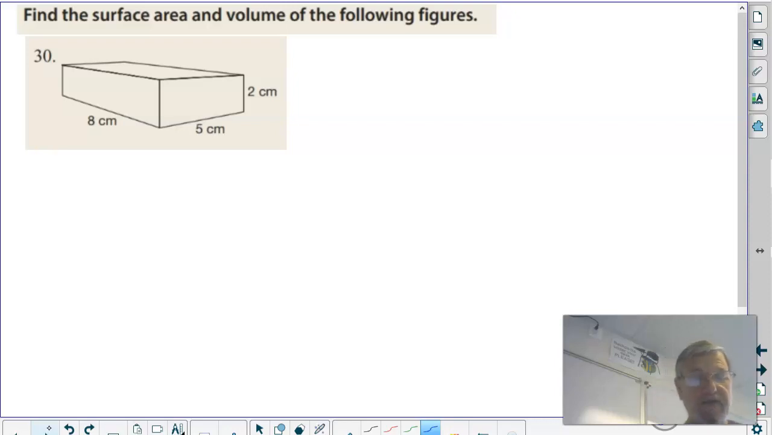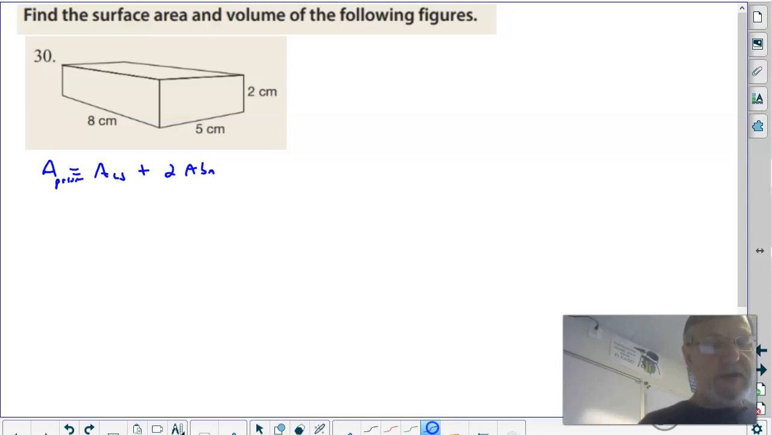Number 30. All right, so once again we have a prism, and so once again the surface area is going to be the area of the lateral surface, and again this is a prism, plus 2 times the area of the base. Okay, so again, you have to be careful here as you split this open. So let me try my best to draw what this thing looks like split open.